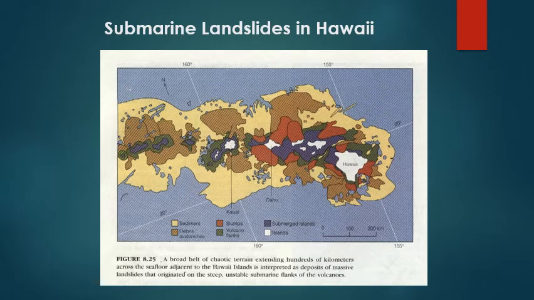The largest and most far-reaching landslides on Earth are the submarine landslides at the borders of the chain of volcanoes in Hawaii. The map here shows a broad belt of chaotic terrain, or what we call landslide deposits, that extends hundreds of kilometers across the seafloor adjacent to the Hawaiian Islands. They are interpreted as massive landslide deposits that originated from steep, unstable submarine flanks of the volcanoes.